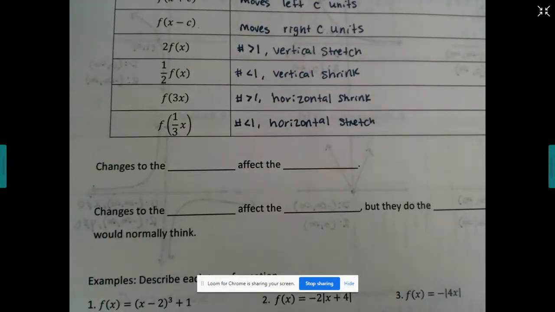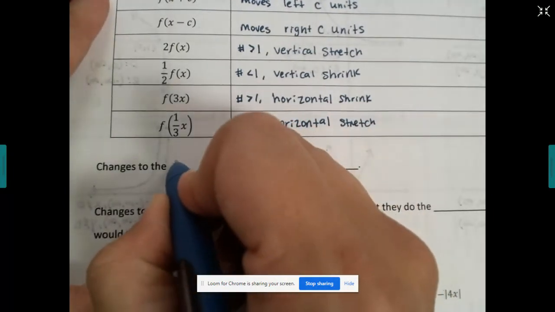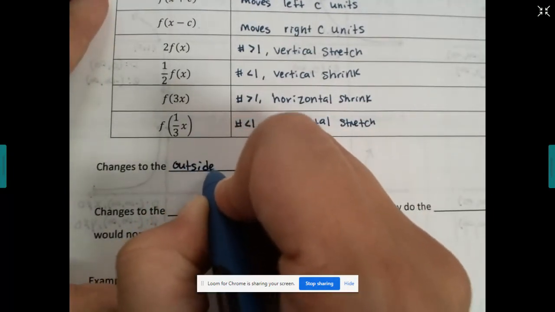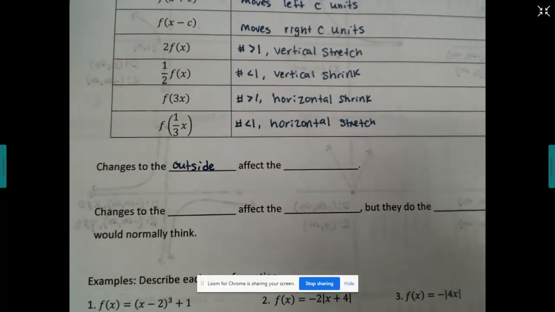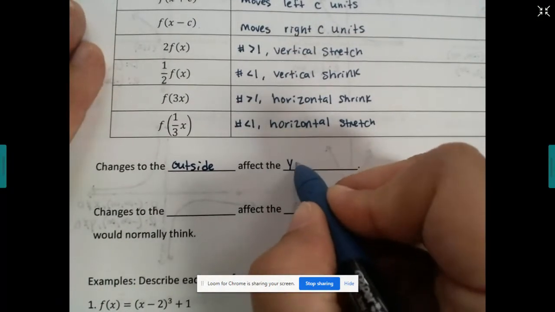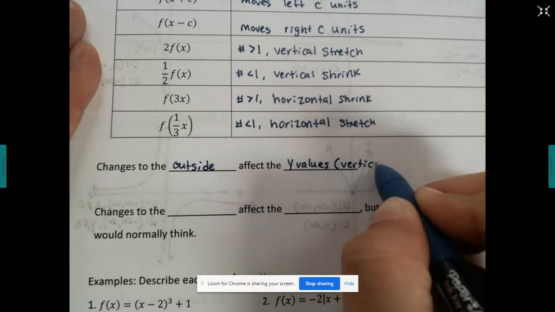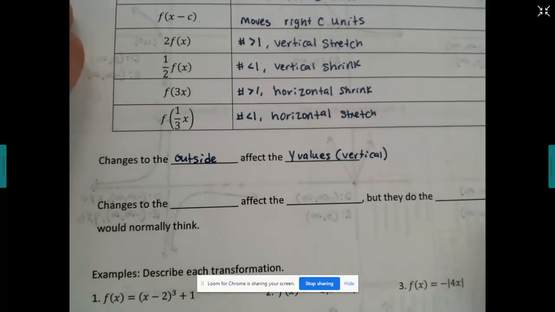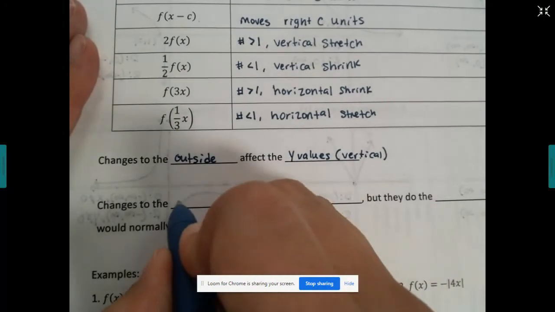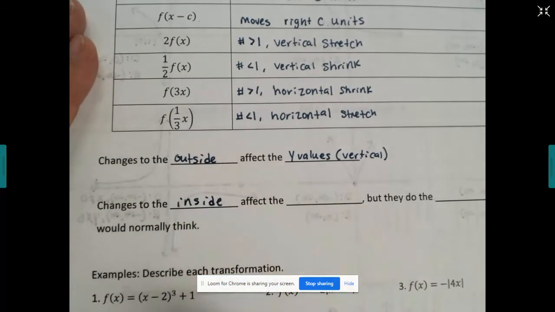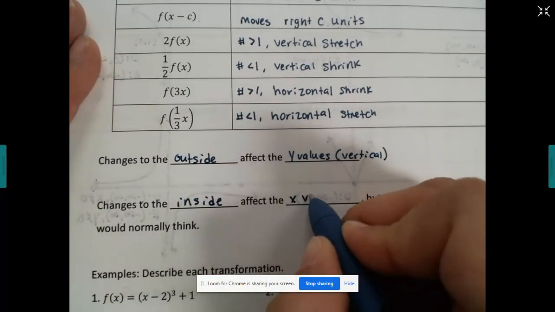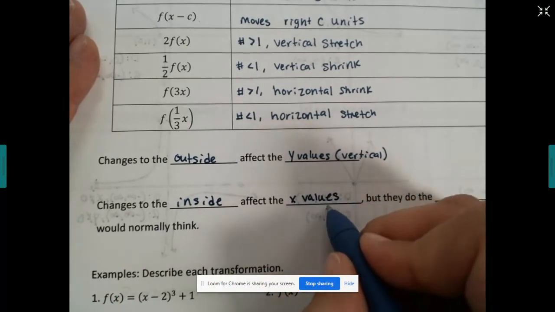And so again, I keep saying the inside and the outside, but it's all different depending on the equation, but the rules are still the same. So changes to the outside of whatever you're talking about, parentheses, absolute value, square root, they affect the y values, which is why they are all vertical. And then changes to the inside, again, of whatever function you're looking at, affect the x values, which is why they're all horizontal.